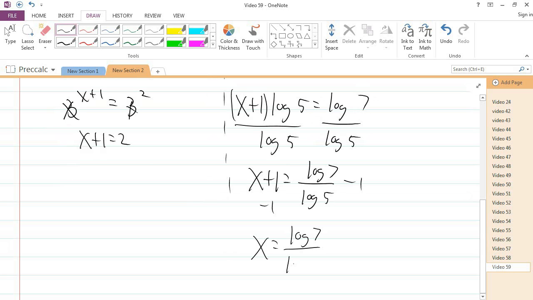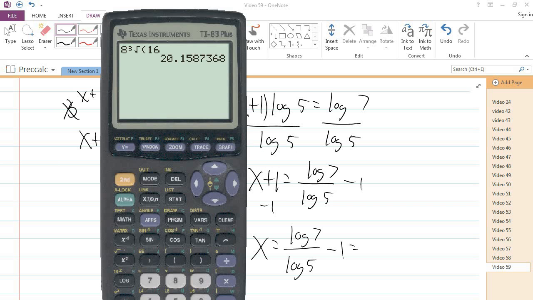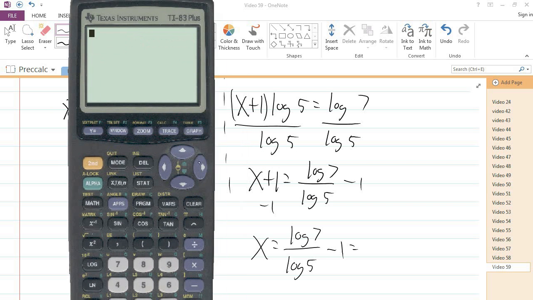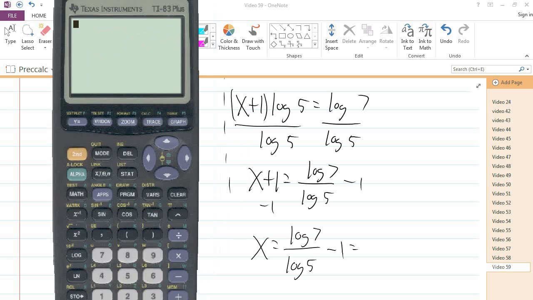Now, to get an actual number for this, I need to use a calculator, and I'll need to round because this will not work out evenly. I also need to watch parentheses. Log of 7 divided by log of 5, and notice I'm closing off parentheses on the logs, minus 1. And that's going to give me x is 0.20906... And I would round it to whatever place it told me to round to.